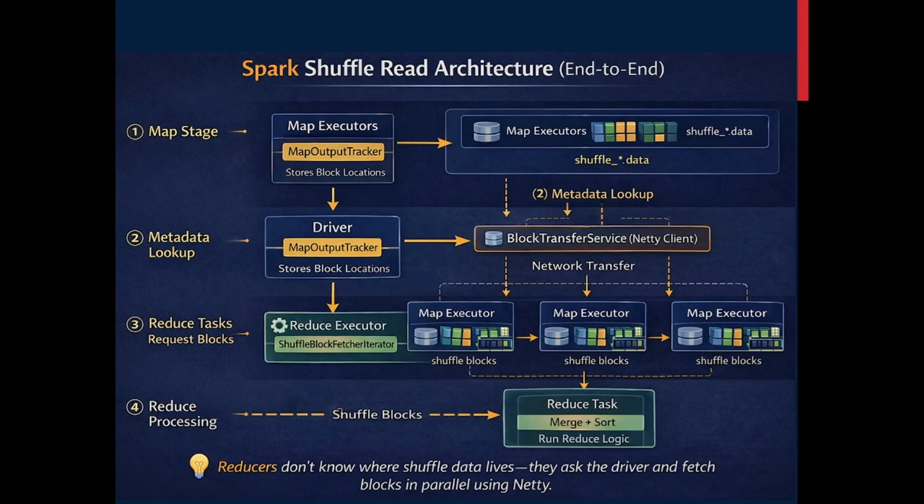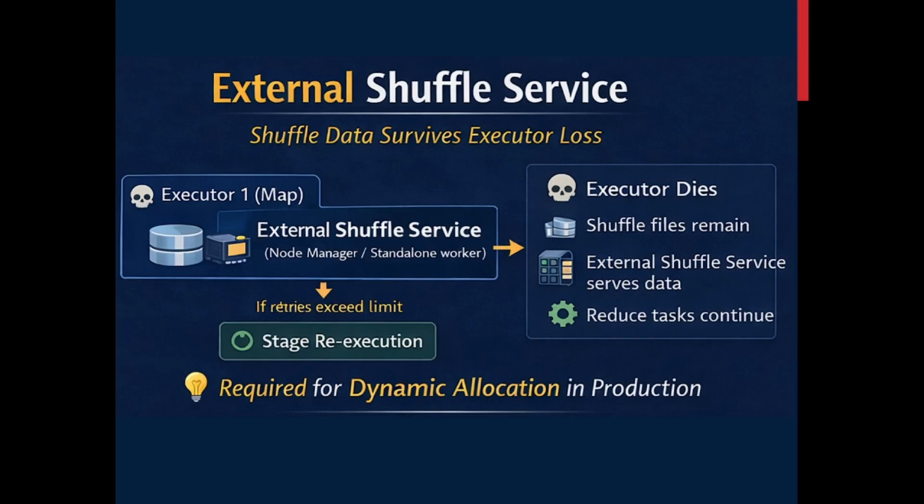Now imagine this situation. A map executor creates shuffle files, but crashes before reducers fetch them. What happens? Files are gone, reducers fail, stage recomputes. And this is why Spark introduced External Shuffle Service. It keeps shuffle data alive, even if executors die. Now before we wrap up, let's quickly switch hats.